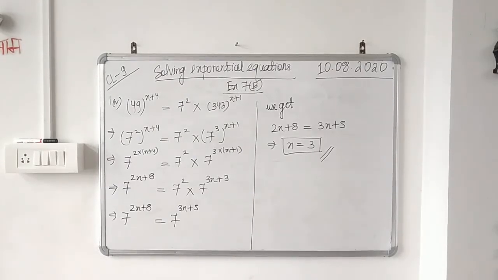Alright, and therefore when you solve it, you will get 2x plus 8 is equal to 3x plus 5, and x is equal to 3. So please pause the video, note it down.